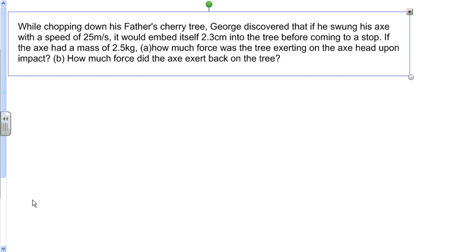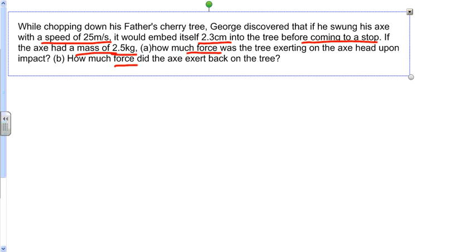So the problem is, while chopping down his father's cherry tree, George discovered if he swung his axe with a speed of 25 meters per second, I'm going to go ahead and underline that, it would embed itself 2.3 centimeters into the tree before coming to a stop. If the axe had a mass of 2.5 kilograms, A, how much force was the tree exerting on the axe head upon impact? And B, how much force did the axe exert back on the tree? So I'm going to go ahead and underline force.